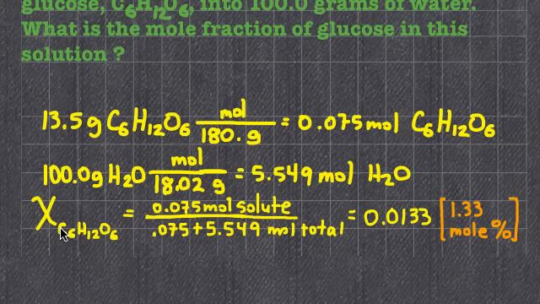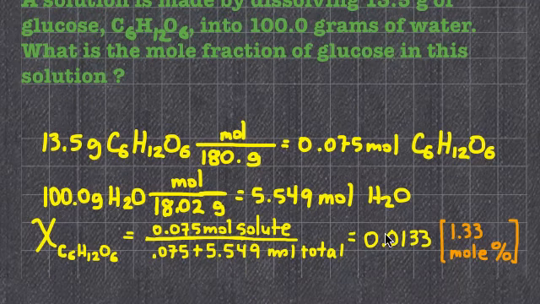This is a fancy letter from the Greek alphabet called chi. It looks like a capital X, with a little subscript of whatever compound I'm looking at. Sometimes it's described as mole percent, but usually it's just left as a decimal, even though its name is the mole fraction.